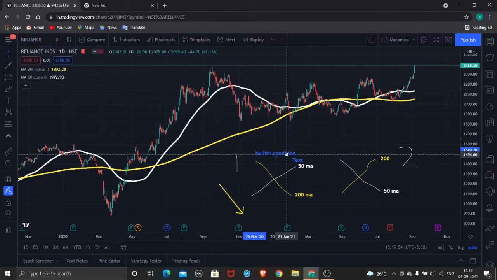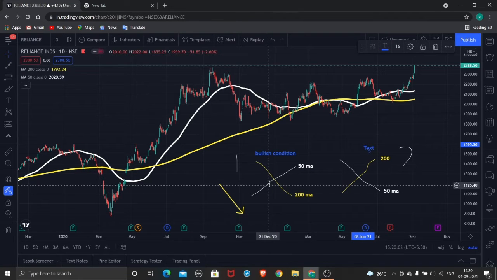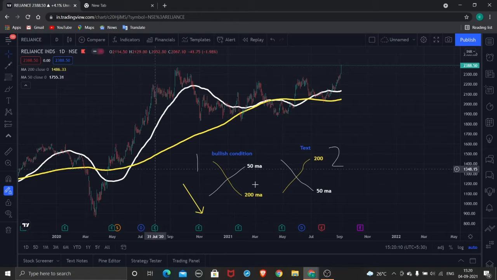Let us revise together. A condition or a setup in which the 200 moving average crosses the 50 moving average downward, or the 50 moving average crosses the 200 moving average upward, is a bullish condition. Okay, same goes with condition 2. Let me delete this arrow.